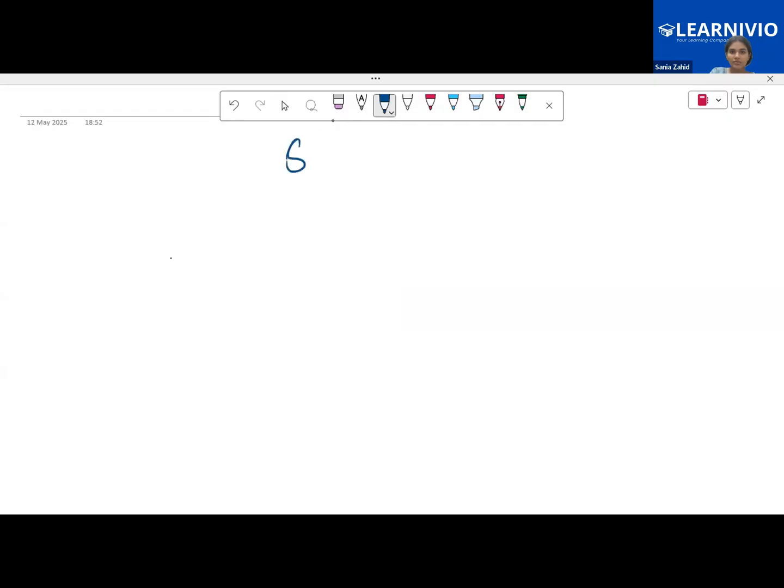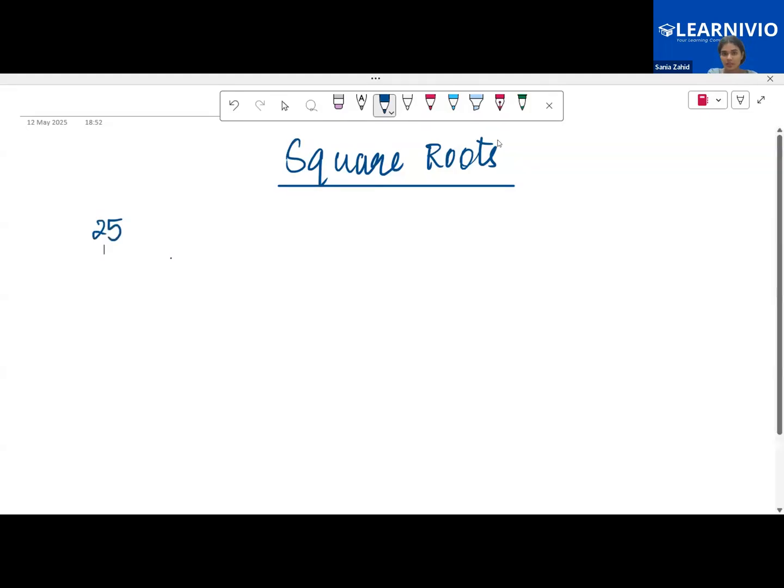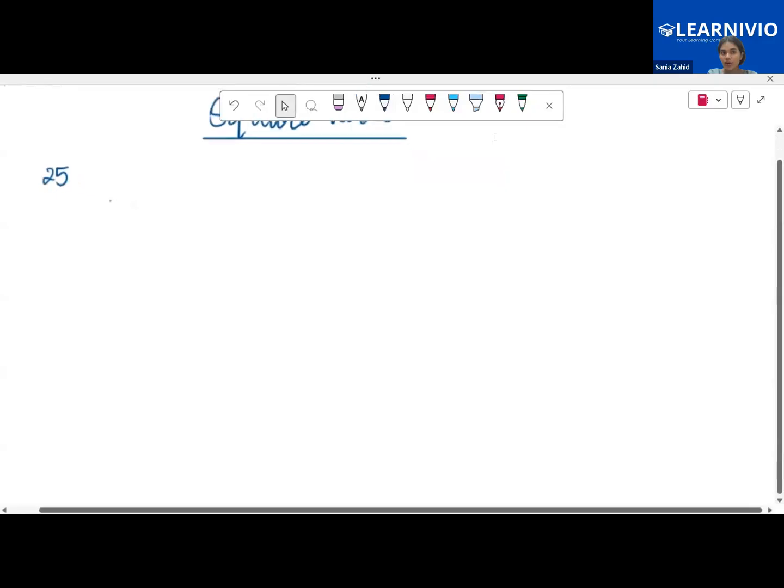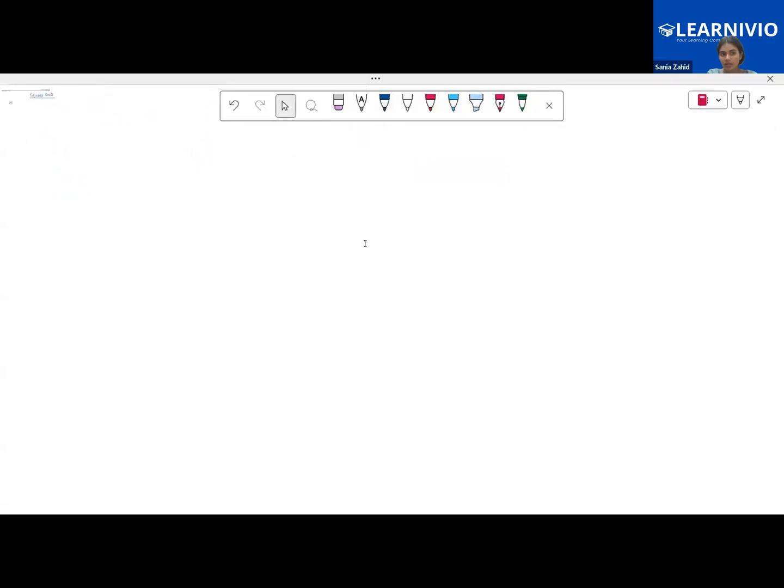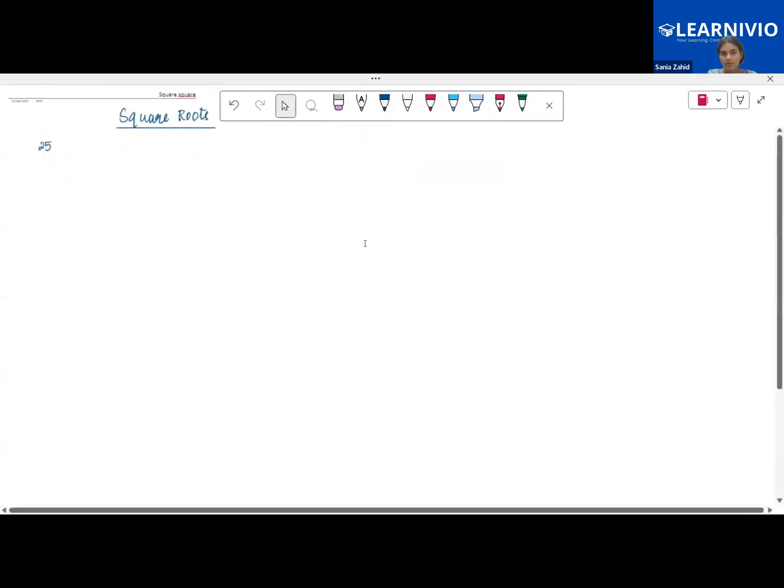So we have the topic square roots now. Now, what are square roots? Basically, when I have a number, let's suppose I have 25. Now, I know that 25 is a perfect square. So, 25 is a square of what number? Okay, that is known as square root.